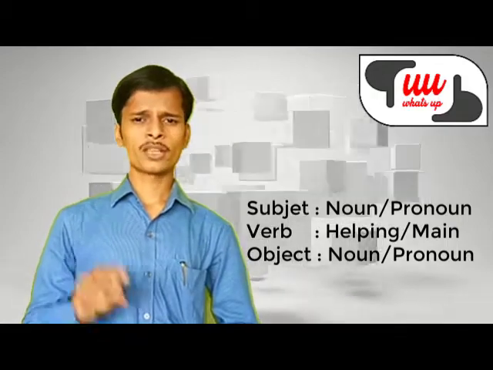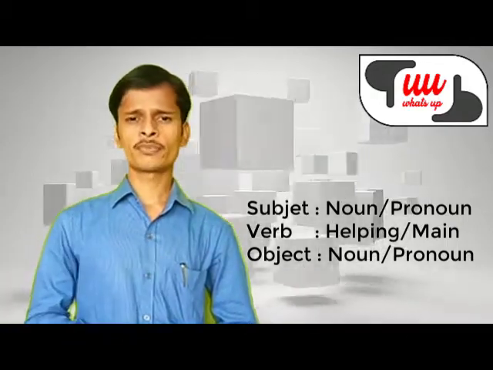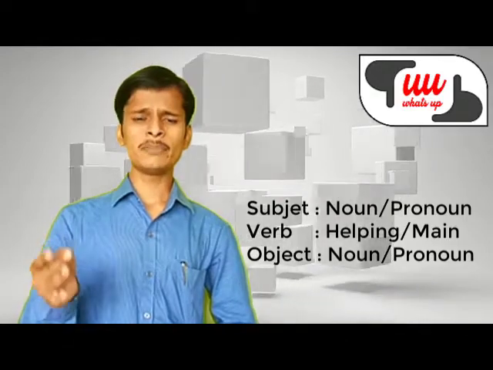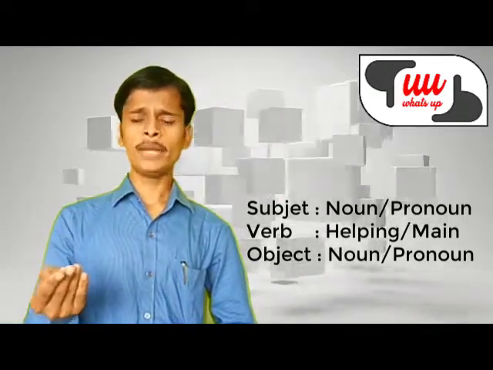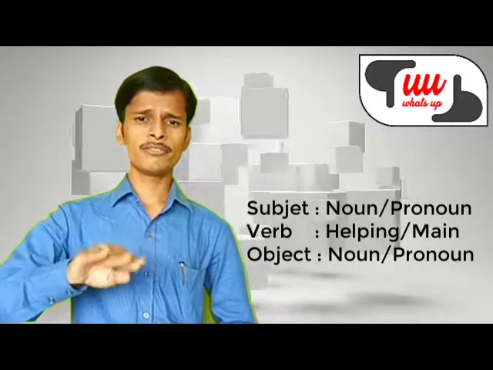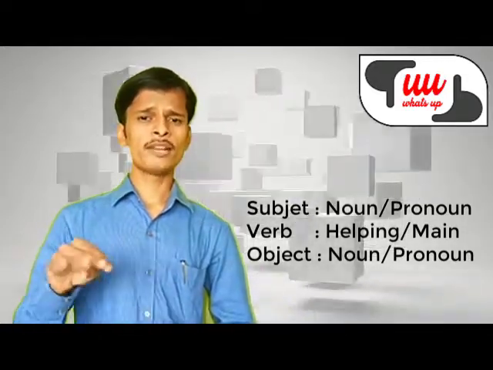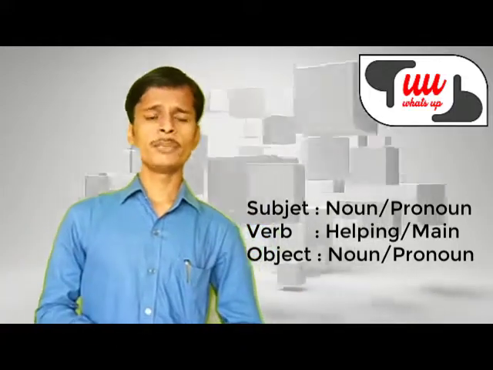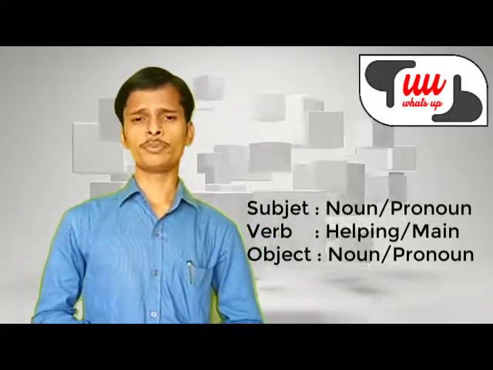So in this one, subject can be both noun or pronoun. In the verb form, it may be helping verb or it may be main verb. Again, there may be some different forms of the verb. And then again, object. Object can again be either noun or pronoun. So let us see one example. I is a pronoun. Am is helping verb. I am Nagesh Kharade. He is my friend.